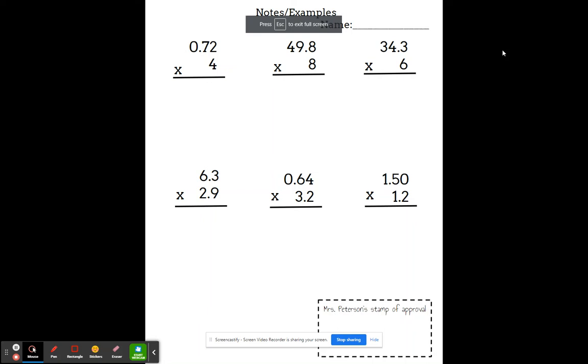This video is going to go over how to multiply decimals. It's pretty much the exact same thing as regular multiplication. You just have to put the decimal back in at the very last step. So let's go ahead and start on the first one.